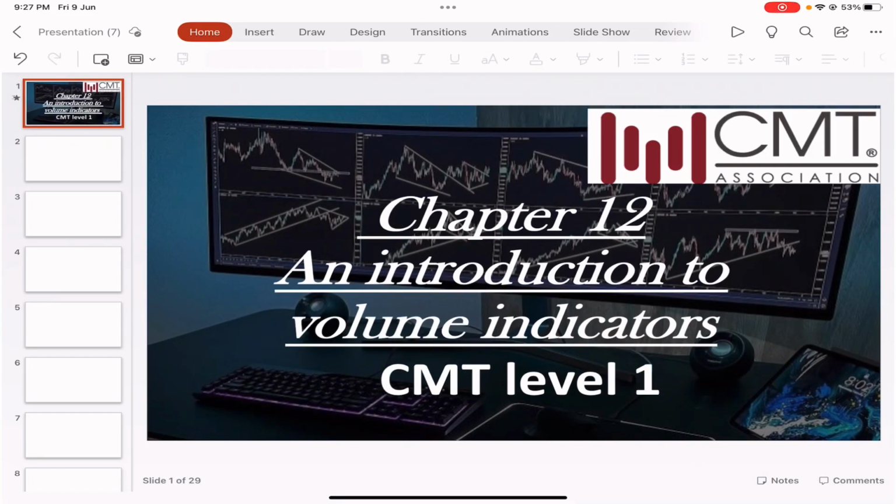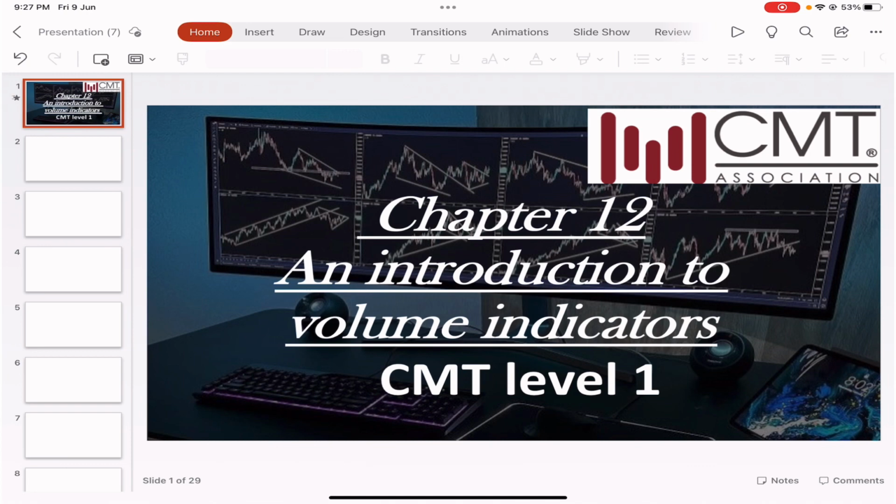Hello everybody, in this video we'll be starting with chapter number 12 of CMT level 1, and it is an introduction to volume indicators. Before watching this video, make sure to check the previous chapters. In case you haven't, I've linked them in the description box below.